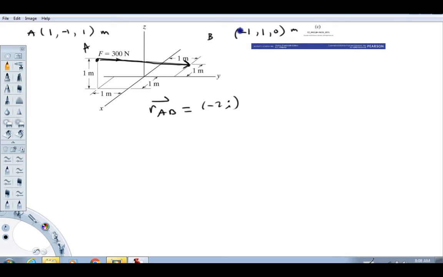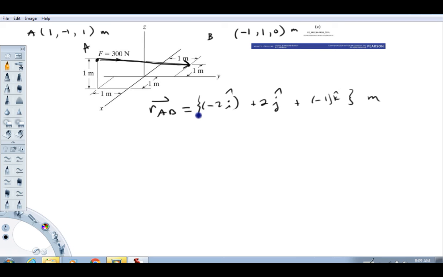Next term is going to be 1 minus a minus 1. That's going to be plus 2j. Then the next term is going to be 0 minus 1, so we're going to have minus 1k. And again, I like to put the units out here, and these are in meters.